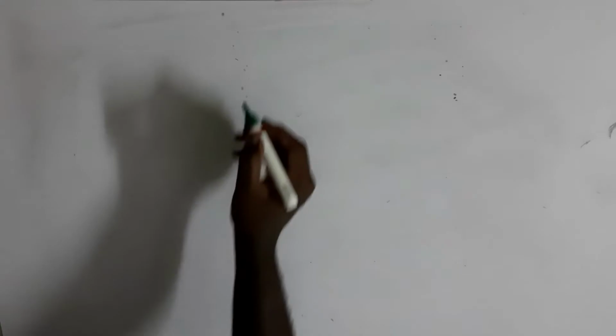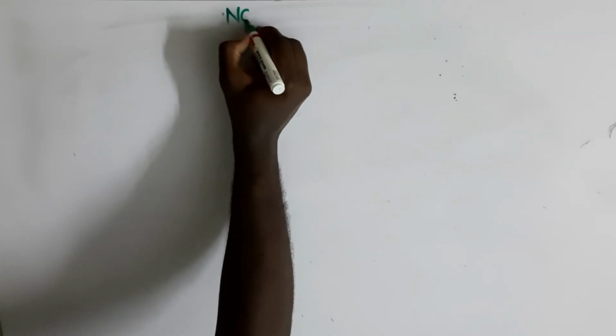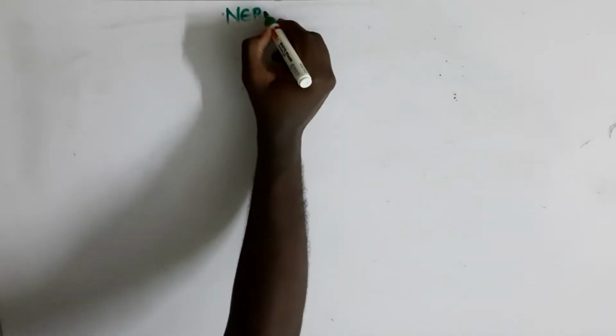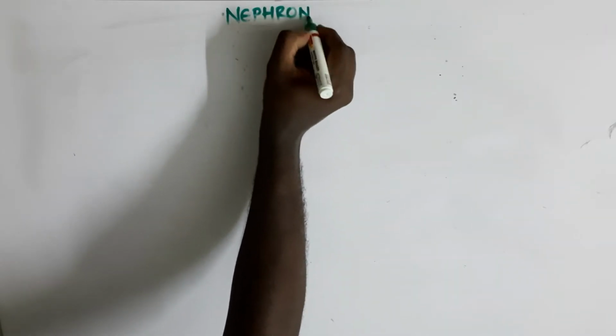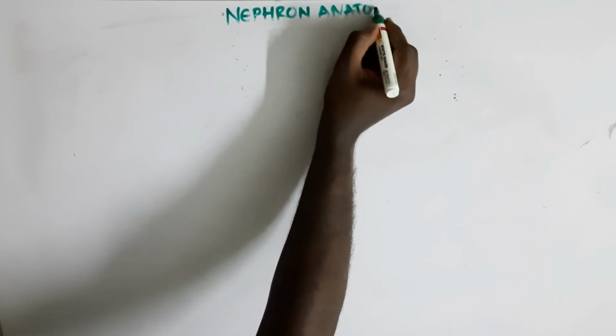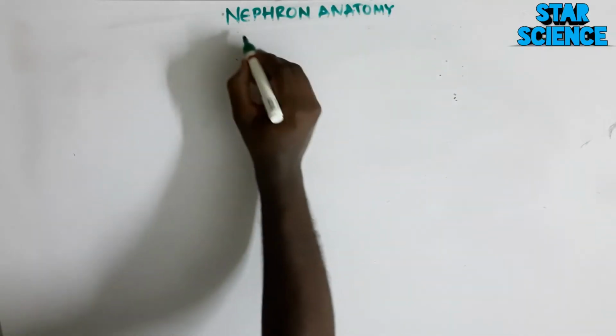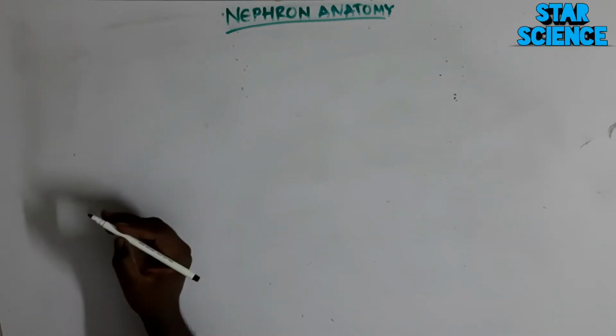This video is about nephron anatomy and its function. We will see clearly what the structures of the nephron are and what certain functions the nephron performs. Basically, we have to know all the parts of the nephron one by one. Let's see through the diagram. I want to draw the nephron and I'll explain each part of it.